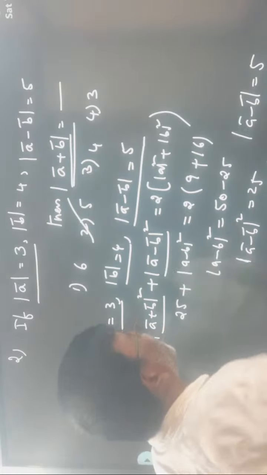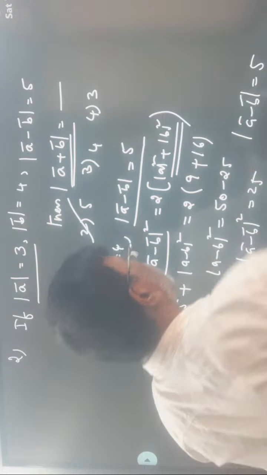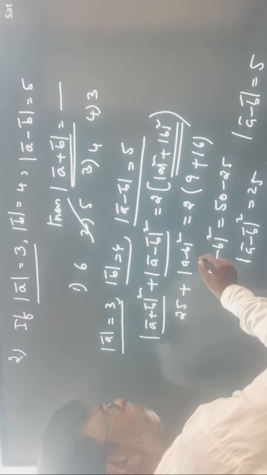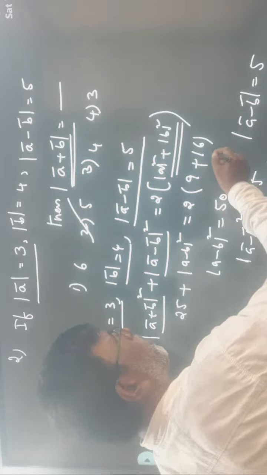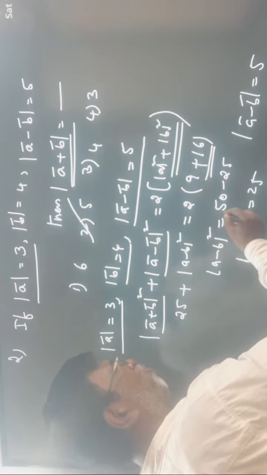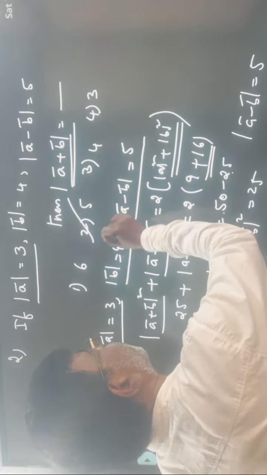Mod A bar minus B bar whole square equals 2 into mod A square plus mod B square. So substitute there. Mod A minus B whole square is 2 into 9 plus 16, which is nothing but 25. So that is 50 minus 25, that is 25. Mod A minus B is 5. That gives the correct answer.